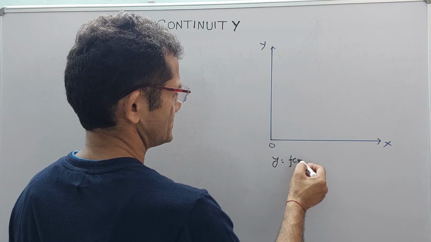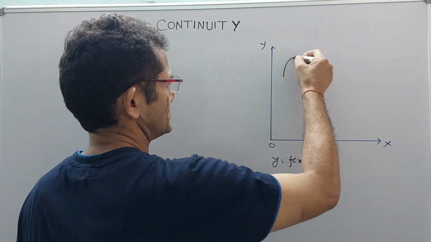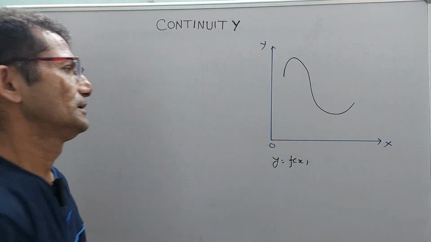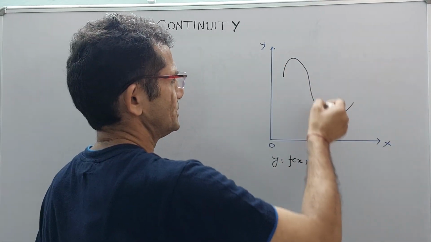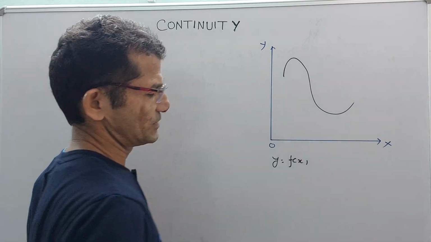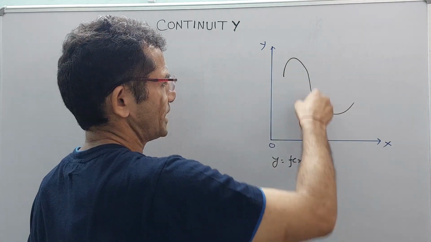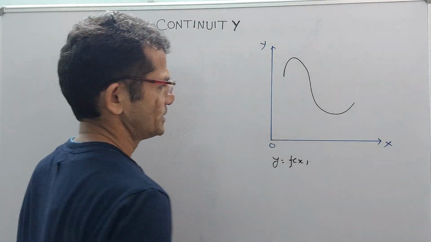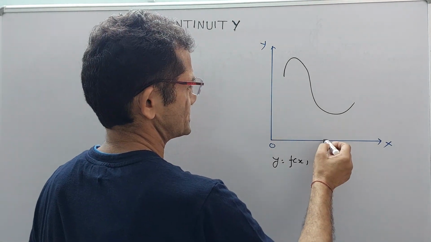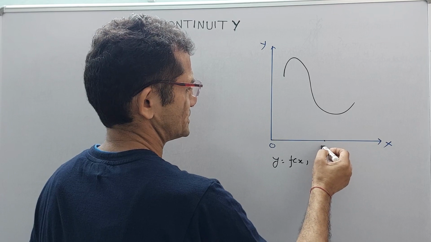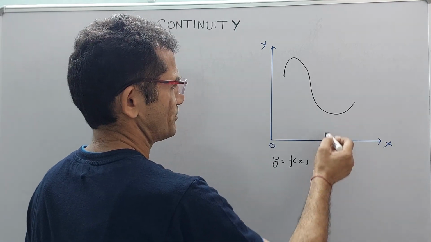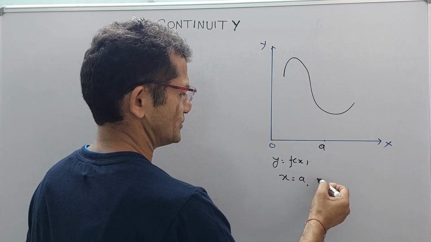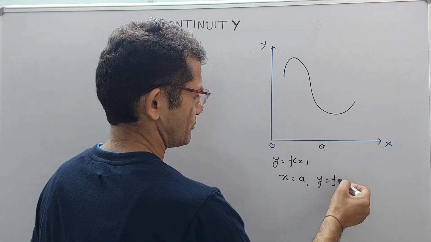This is a curve. If I draw the curve like this, it is continuous. There is no breaking at any point on it. So in simple language, we say it is continuous. Let us take a point on this curve, suppose this is a. At the point a, when x is equal to a, the value of y is equal to f(a).